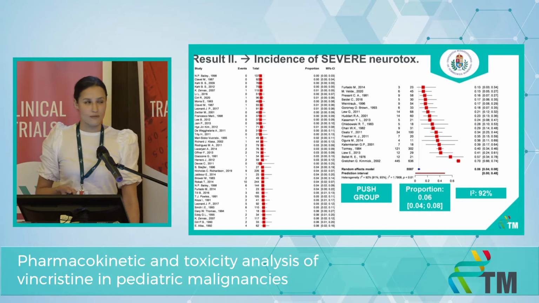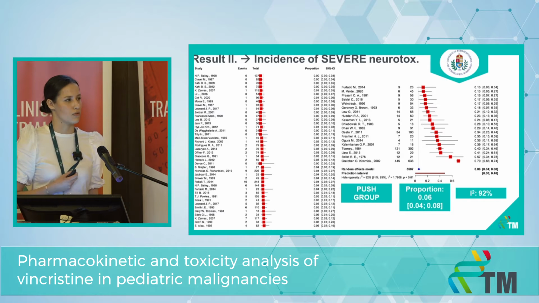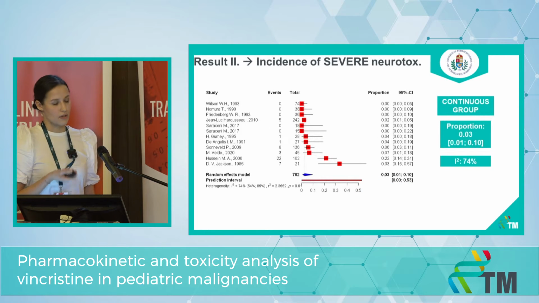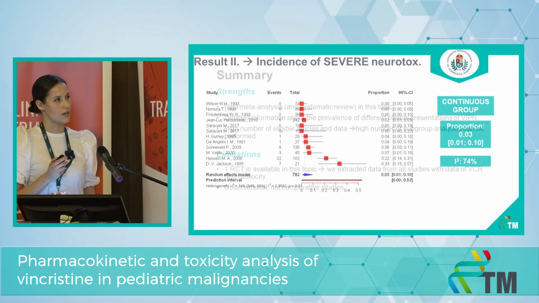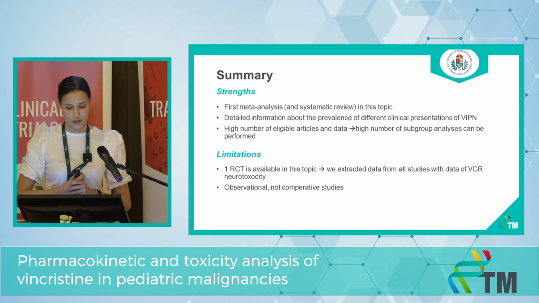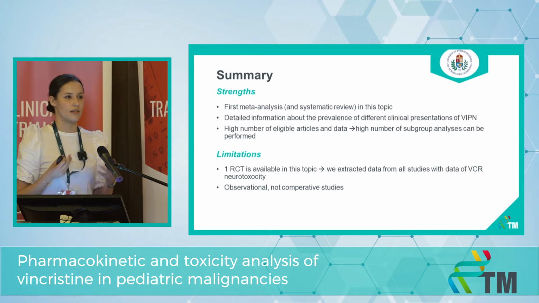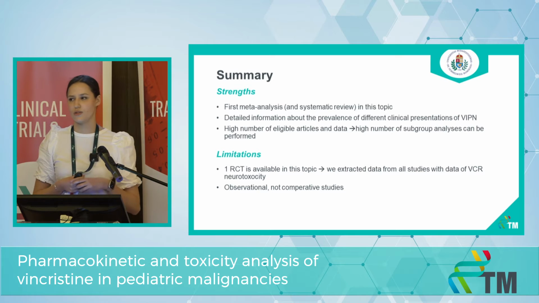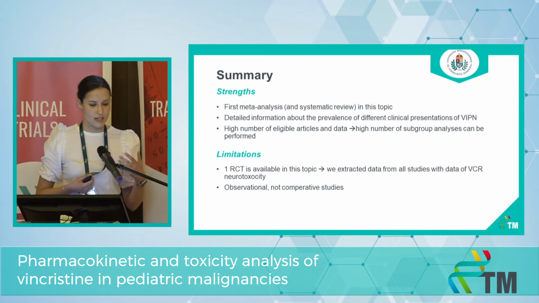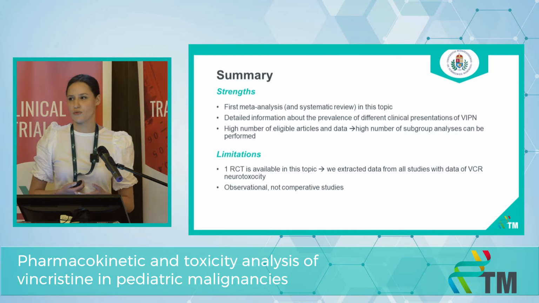The next investigated outcome was the incidence of severe neurotoxicity, which is considered grade 3 and 4 neurotoxicity. We can see that in the push group it was 6%, and in the continuous infusion group it was 3%. So to summarize this project, this is the first meta-analysis performed in connection with this topic. These are just the preliminary outcomes we are investigating. We have a lot of other outcomes, and at the end of the analysis, we will have really detailed information about the prevalence of different clinical manifestations of vincristine-induced neuropathy. We have a high number of eligible articles and data. That's why we can perform a high number of subgroup analyses as well.